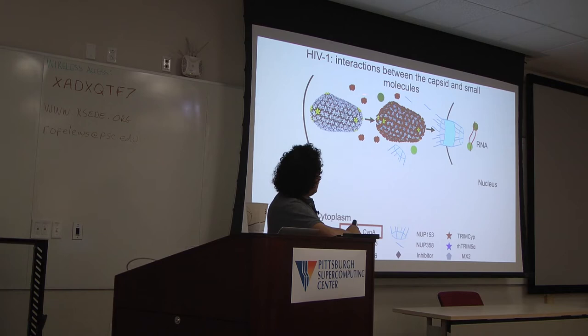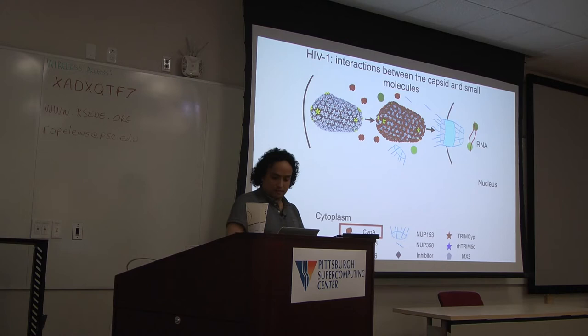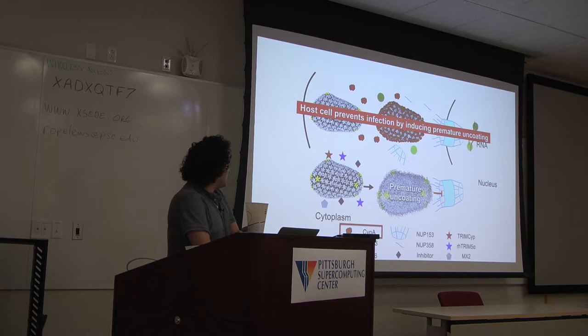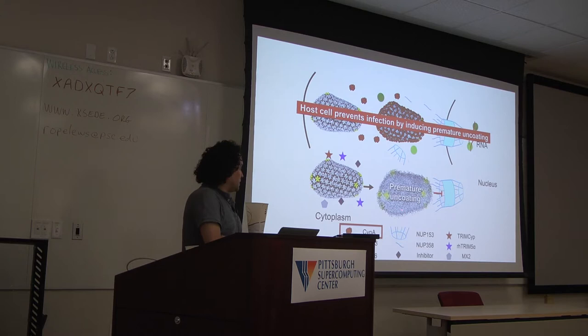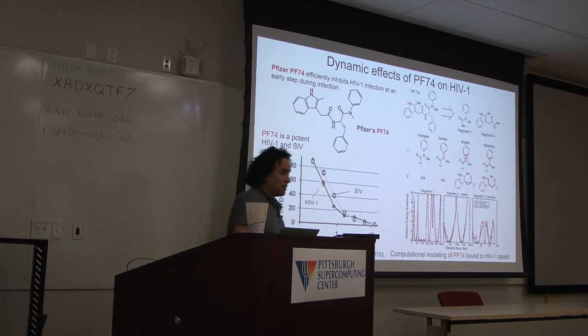What we know now is that the capsid plays an important role and regulates many of these interactions. A lot of cells are immune by inducing premature uncoating, which means that the capsid is disassembled or broken apart before it actually reaches the nucleus and is able to infect. Something that we proved and published this year is that the way that cyclophilin interacts with the capsid affects this.